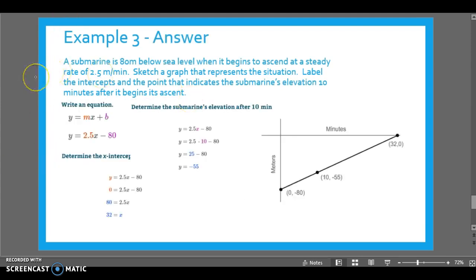So 80 meters below sea level is 0, okay? So 80 meters below would be negative 80. That's why you see this negative 80 right there. It's below sea level. If he's ascending, that's going up at a rate of 2.5 meters per minute, that's a positive slope, right? That's a positive 2.5 slope. So this is our equation right here, okay? So that's what you need to know.